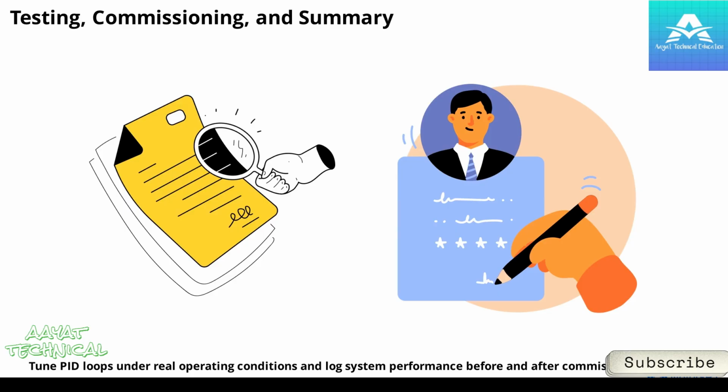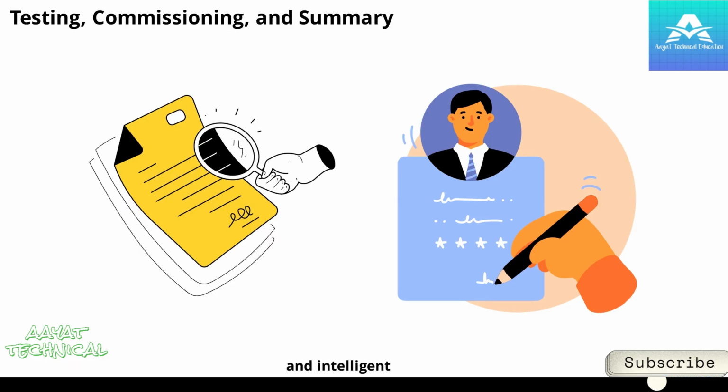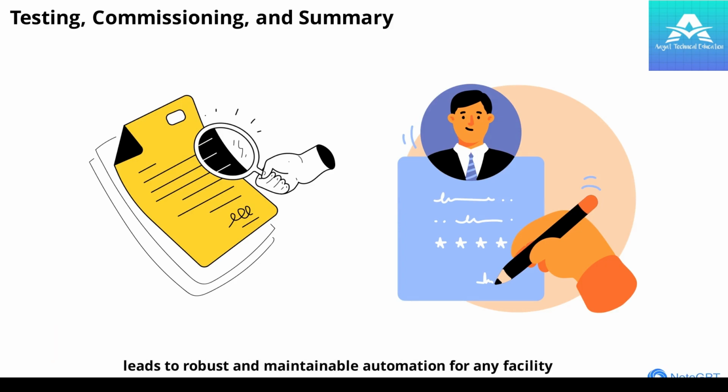In summary, mastering BMS control logic, from simple on-off rules to advanced PID and scripting, ensures your building systems are reliable, efficient, and intelligent. A structured approach, combined with careful testing and documentation, leads to robust and maintainable automation for any facility.